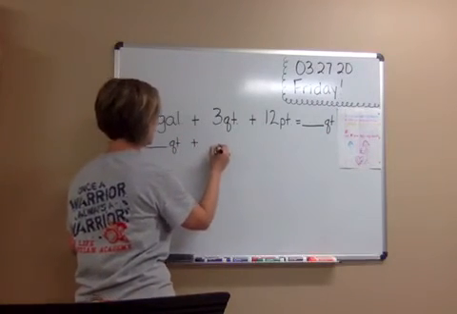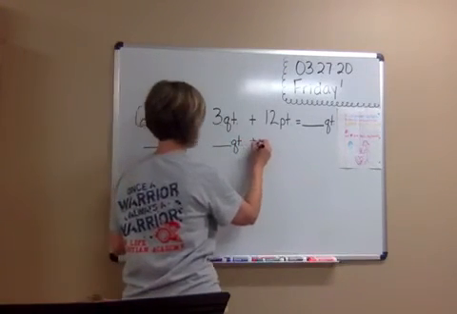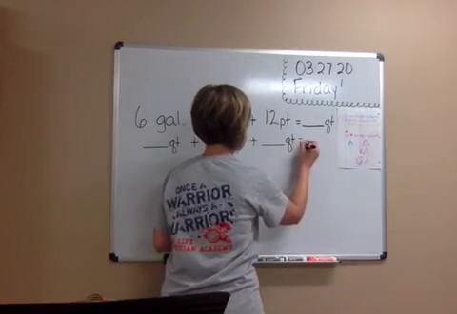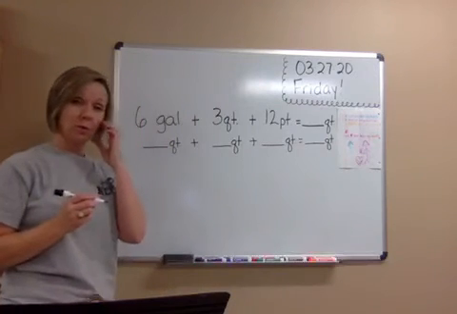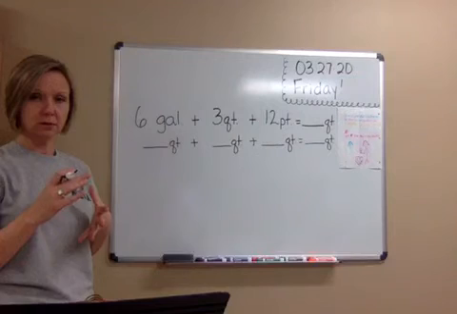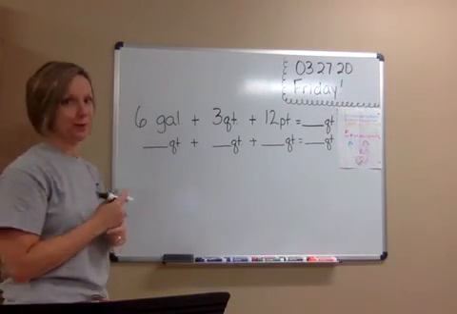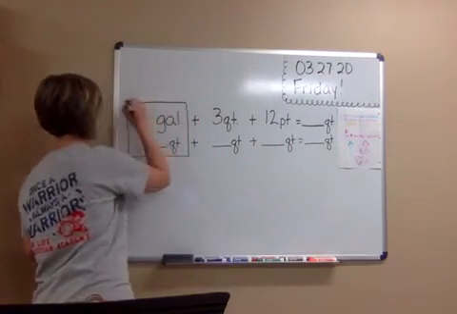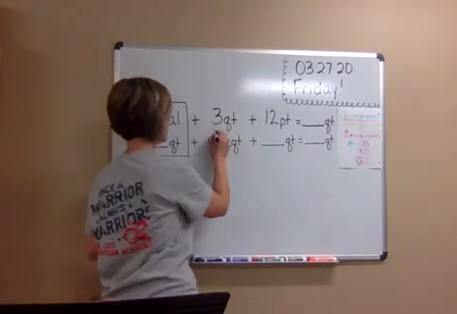Process, adding. Process, okay, adding, yep. Now, we have to draw our boxes around the different measurements. Gallons and quarts the same? No. So there's one box. Quarts and quarts the same? Sure. So we're just going to bring down 3.